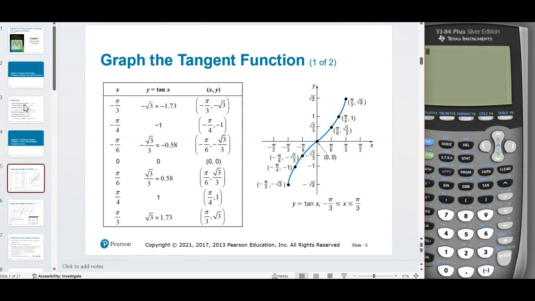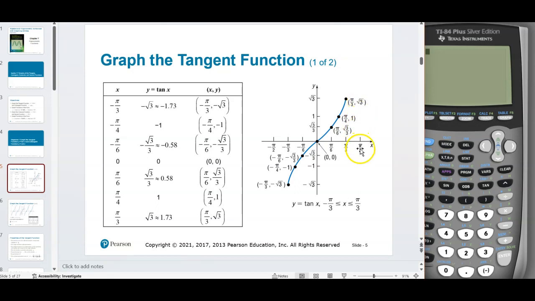So there are the key points that we're going to look at here, just kind of going around the unit circle. In that first quadrant of the unit circle, as we're rotating, there's an angle of 0 degrees. Tangent is 0 at 0 degrees. At pi over 6, tangent is square root of 3 over 3. At pi over 4, tangent was 1. And at pi over 3, tangent is the square root of 3.